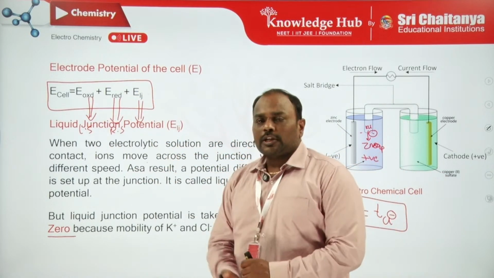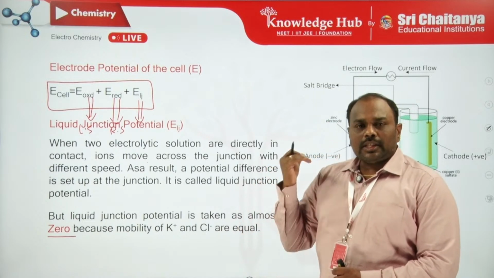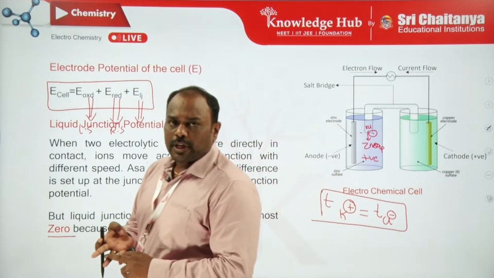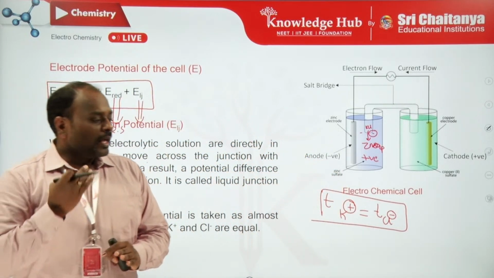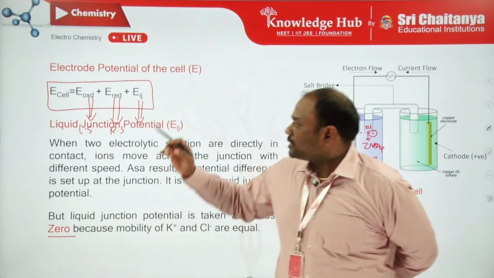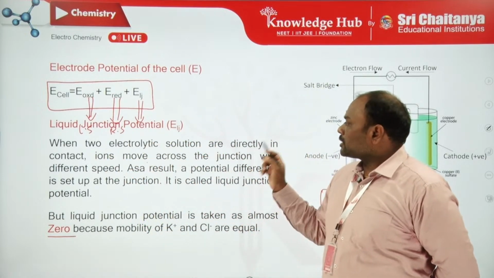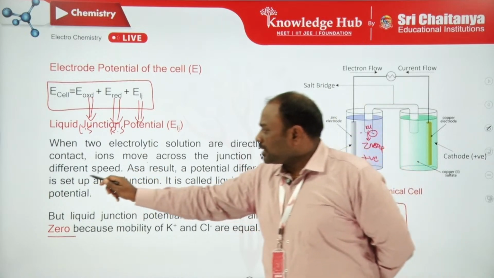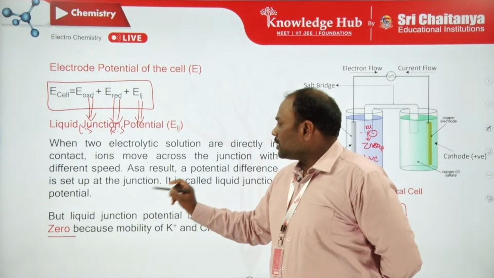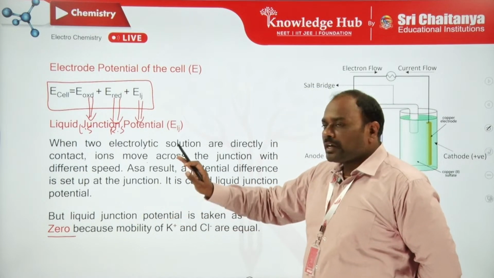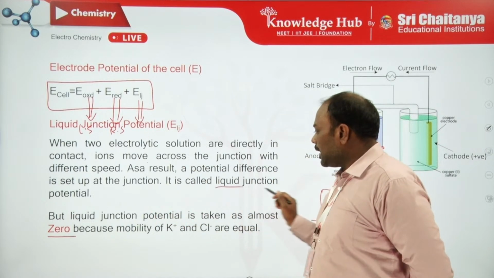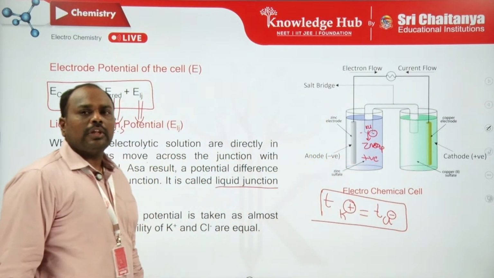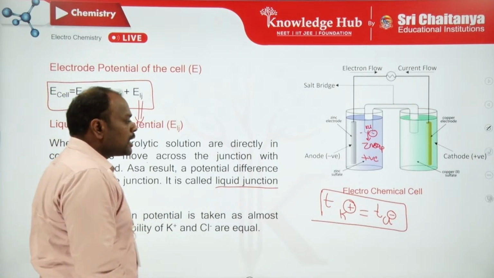So what's the electrode potential of the cell? In this cell, three potentials take place: the oxidation potential, the reduction potential, and the liquid junction potential. The liquid junction potential is defined as follows: when two electrolytic solutions are directly in contact, ions move across the junction with different speeds. As a result, a potential difference is developed at the junction, which is called the liquid junction potential. So what's the liquid junction potential value? It is taken as 0.